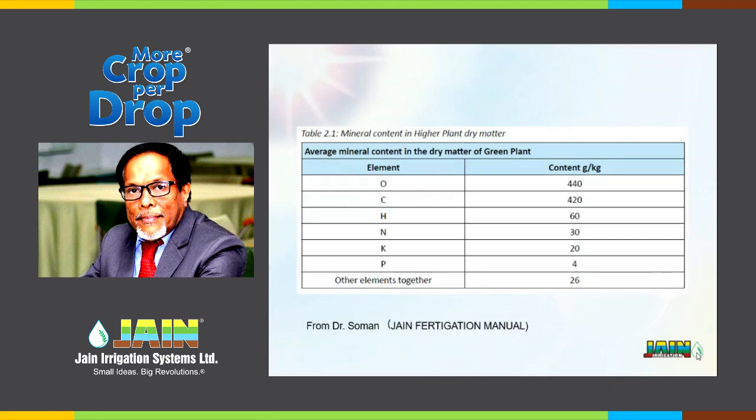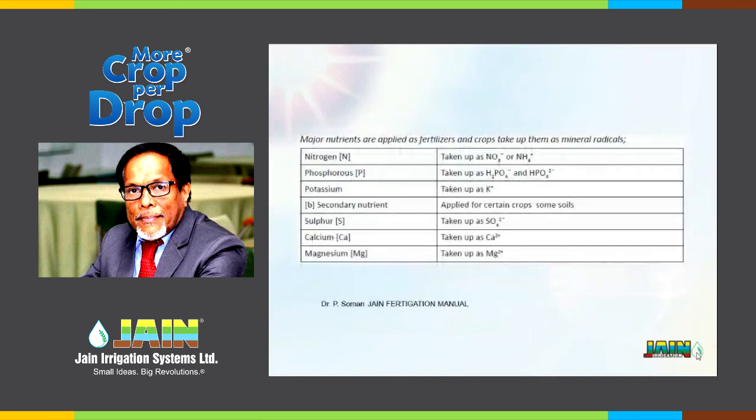And there are a lot of other elements, which we call the secondary elements as well as the micro elements, which together come to about 26 gram per kg. This is what it is. But whatever I said is only the theory part of it. It doesn't make any sense in the practical sense. Now, these nutrients which I've listed are applied as nitrogen, phosphorus, potassium, and the secondary elements sulfur, calcium, and magnesium. The crop takes up nitrogen as nitrate or ammonia, phosphorus as H2PO4 and HPO4, orthophosphate, and potassium as the potassium ion, K+, and like that.